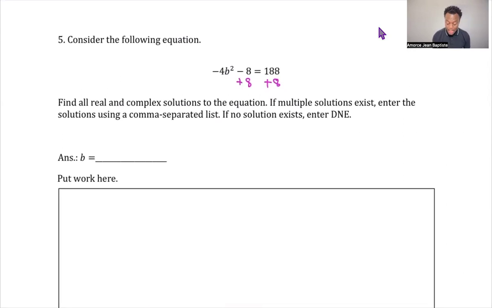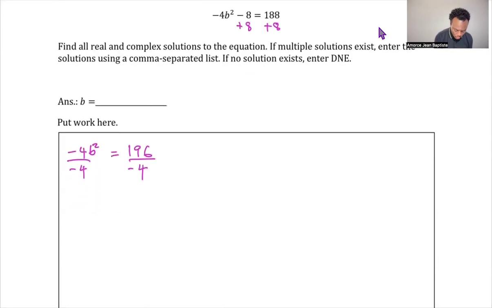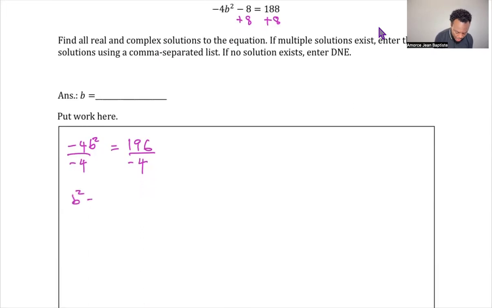So when you add 8 on both sides, you're going to have negative 4b squared equals 196, right? Then you divide by negative 4, and then b squared equals negative 49. So that's b squared, but we're solving for b.